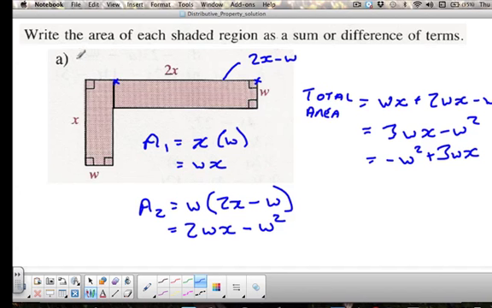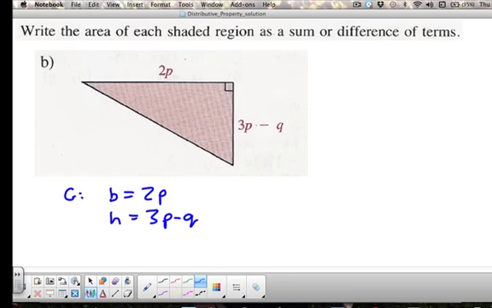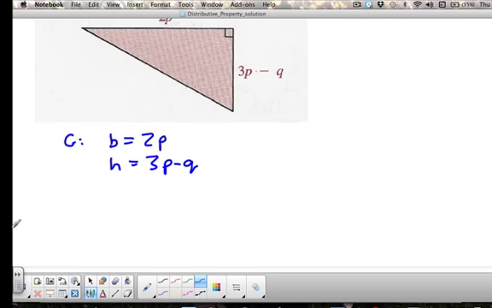So the next question. Here we've got a triangle. We're given the following information. We're going to call this the base. It's just upside down. So the base of our triangle is 2p. The height of our triangle is 3p minus q. And we require in the question the area of the shaded region. So that's what we require.